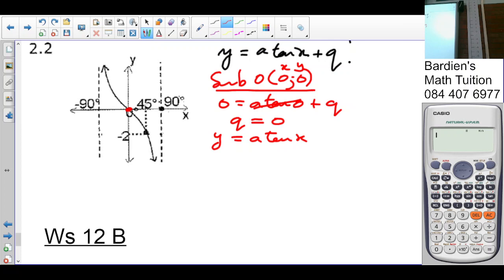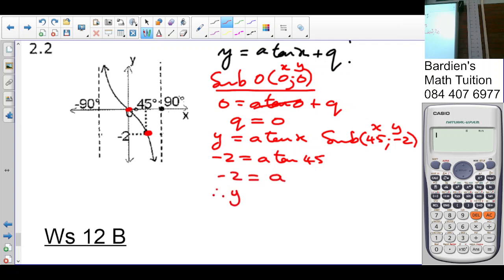So what do we do now? Now we can substitute that coordinate. And what are the coordinates here? 45 and negative 2. That's an x and a y. So negative 2 is equal to a tan 45. What is tan of 45? 1. So a is then equal to negative 2. So therefore y is equal to negative 2 tan x. Okay?